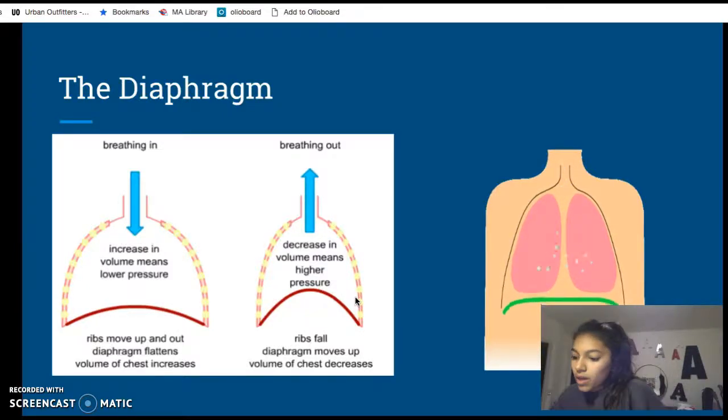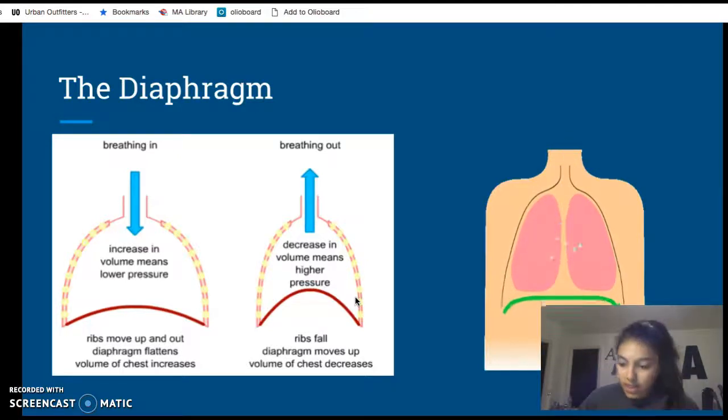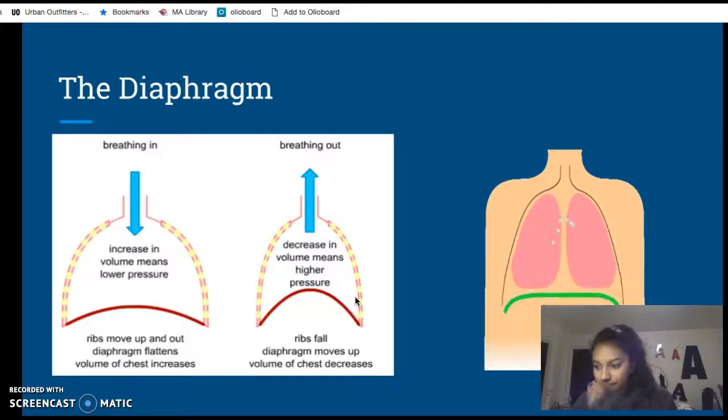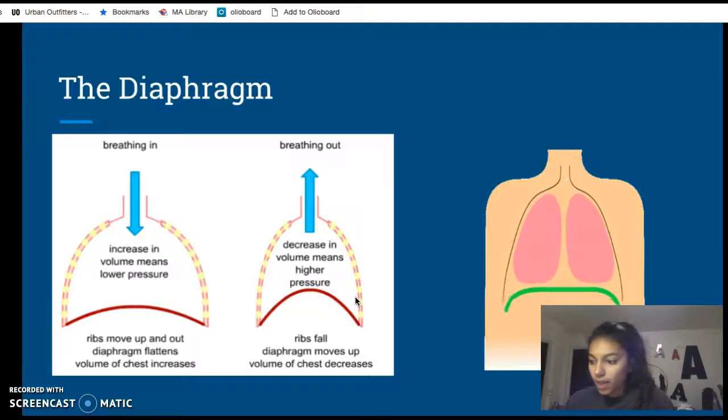shape. So the volume of the thoracic cavity increases and the pressure decreases, meaning that volume and pressure have an inverse relationship. So pretty much, the flow through the thoracic cavity causes like the equal amount of air molecules in and out of the lungs, which is what equilibrium is.